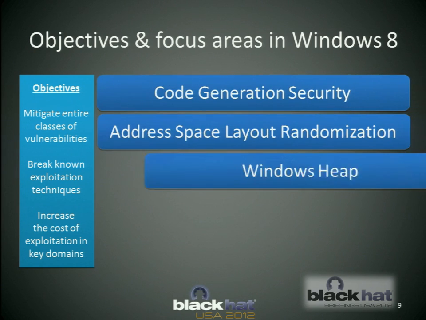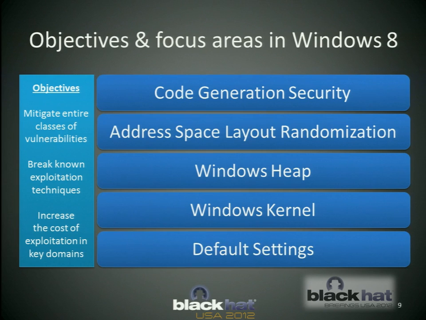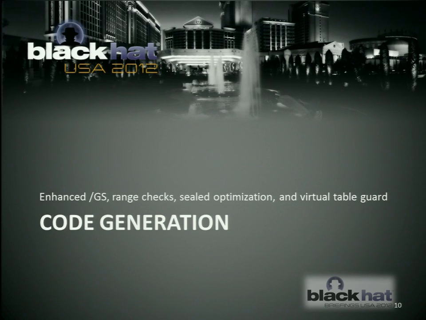So with these objectives in mind, we had 5 different focus areas for where we actually invested in exploit mitigation improvements. We're going to go into detail on all these, but at a high level: code generation security, address space layout randomization, the Windows heap, the Windows kernel, and the system defaults for when certain mitigations are enabled. And with that said, I'm going to hand it over to Ken to talk about some of the things we've done with respect to code generation.